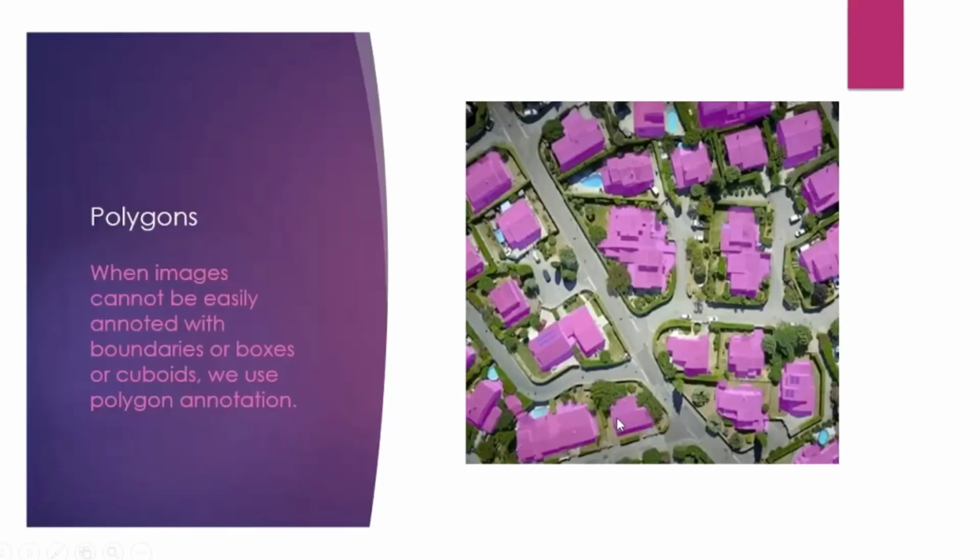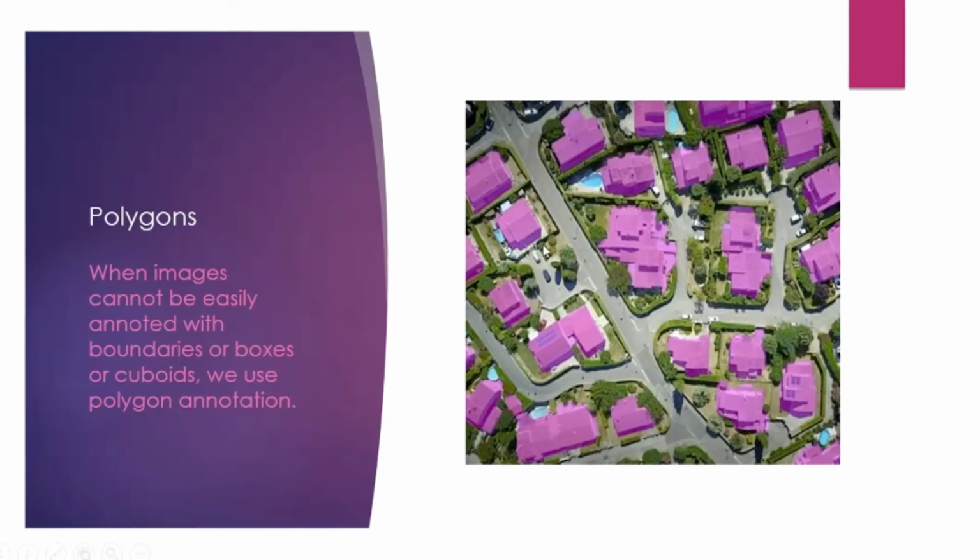Okay. Now the fourth is polygons. Now what are these polygons? They are useful when our two-dimensional and three-dimensional boxes cannot be used. See the irregularity of the shape of these houses. So I use a polygon here. Polygon annotations will help me to classify these images into different labels, and then I can train my data on this.